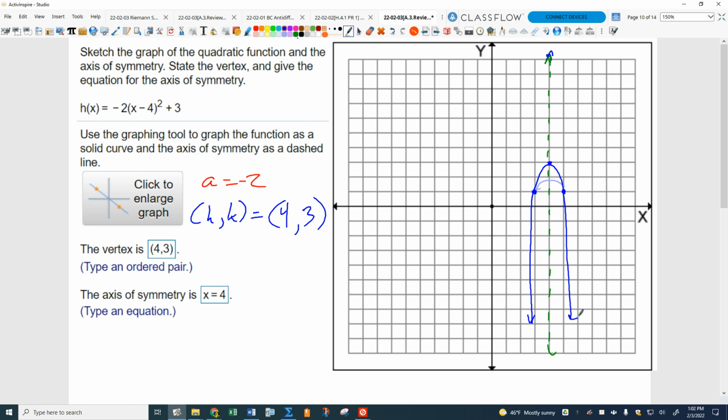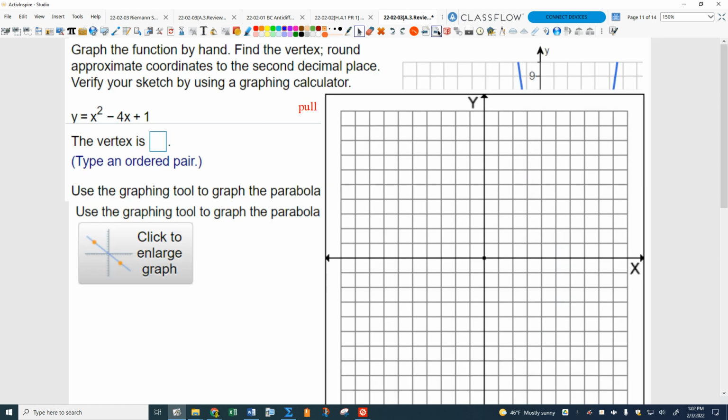Make sense? Give me 1 to 5. How we doing? Ooh, good. Man, you're going to kill this test. It's too easy.